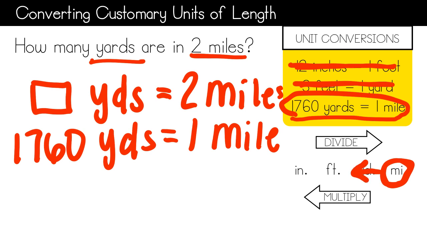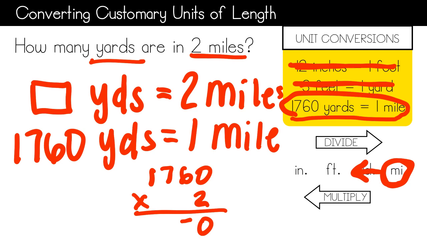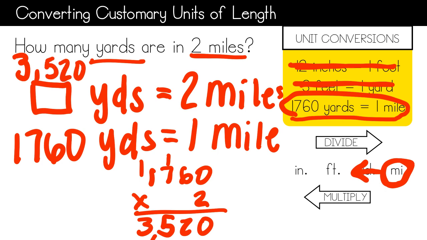So I'm going from miles to yards. So if 1 mile equals 1,760, then 2 miles, I'm going to do 1,760 times 2. 0 times 2 is 0, 6 times 2 is 12, 7 times 2 is 14, plus 1 is 15. 2 times 1 is 2, plus 1 more is 3. So 2 miles equals 3,520 yards.